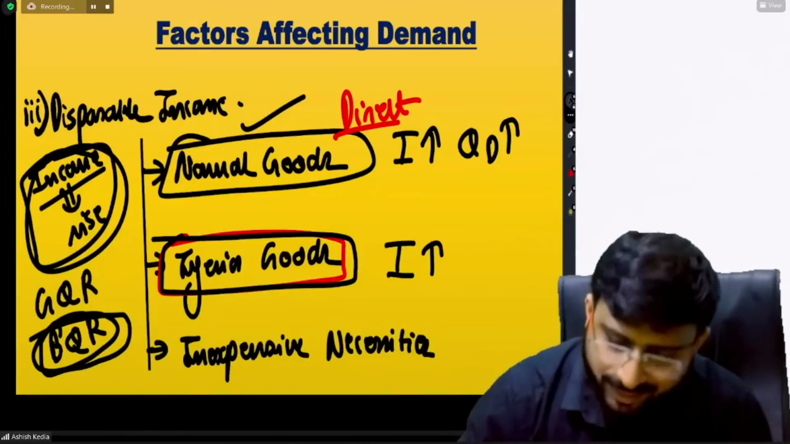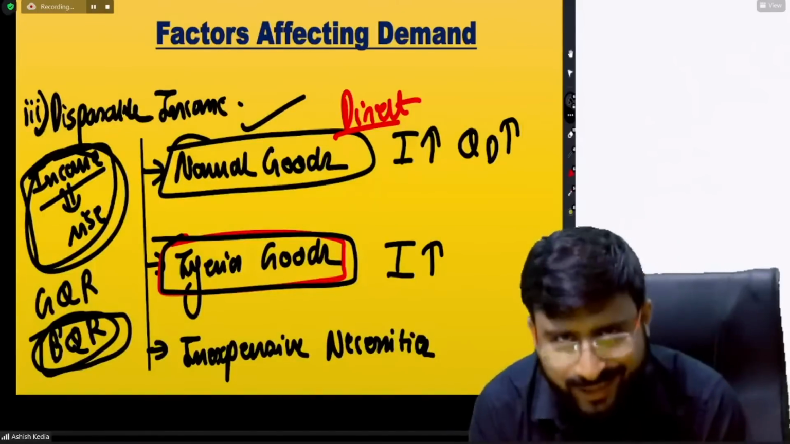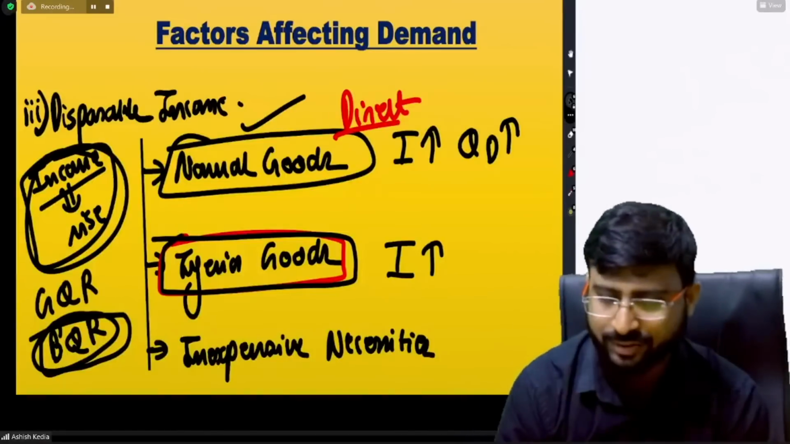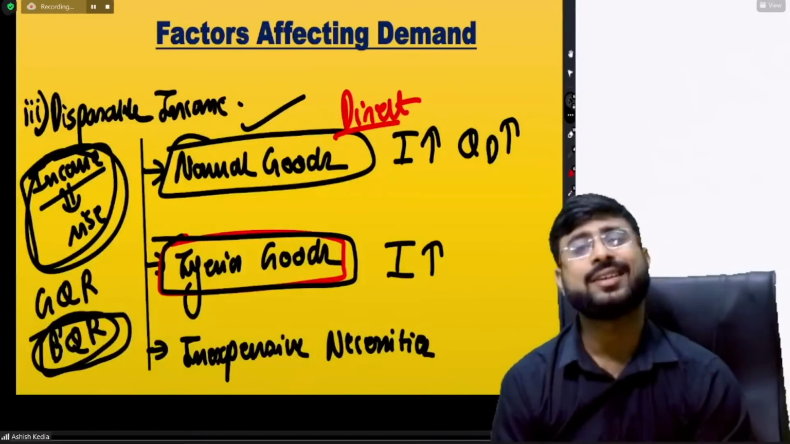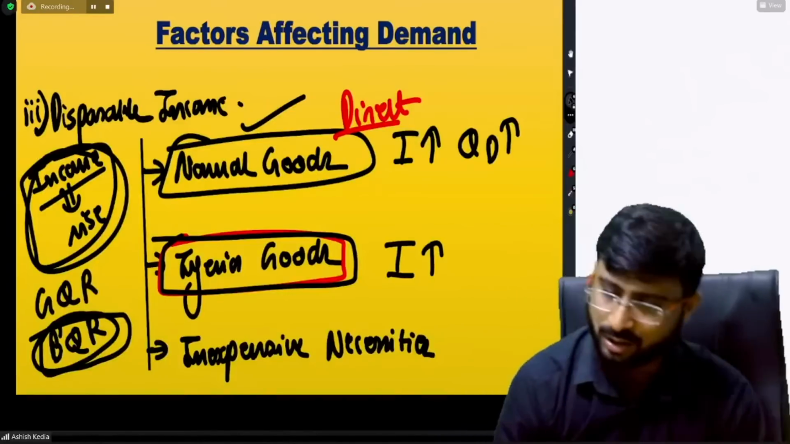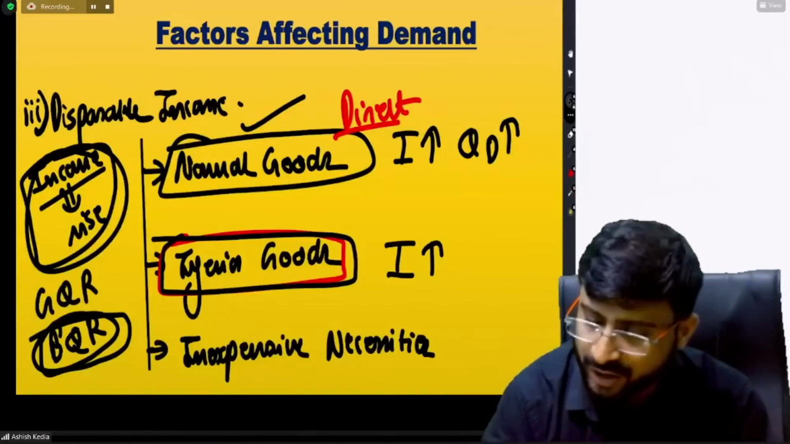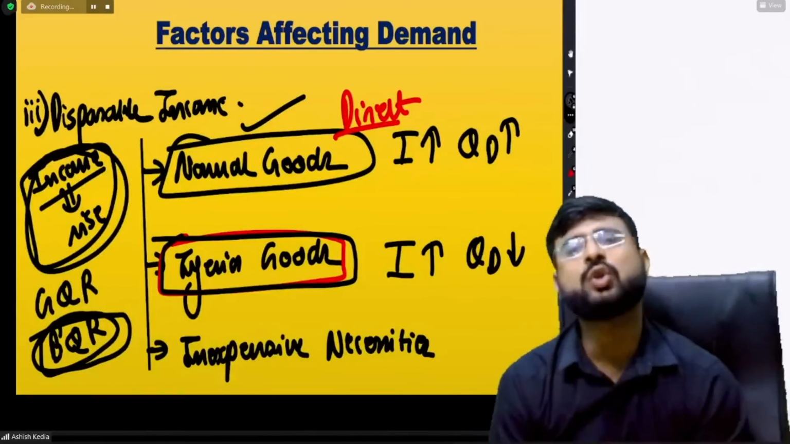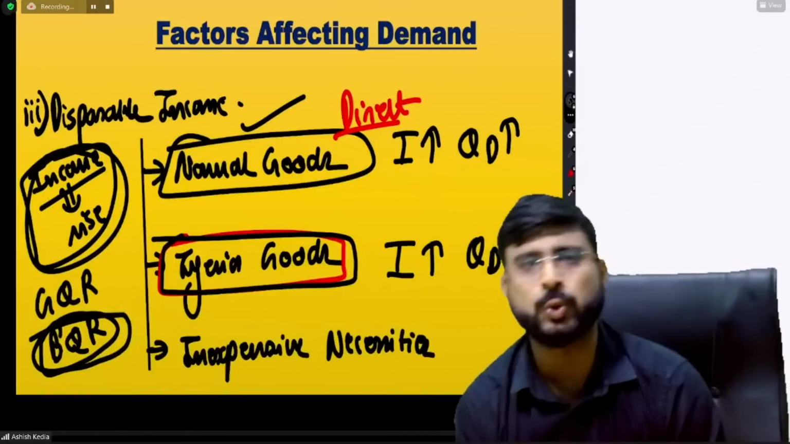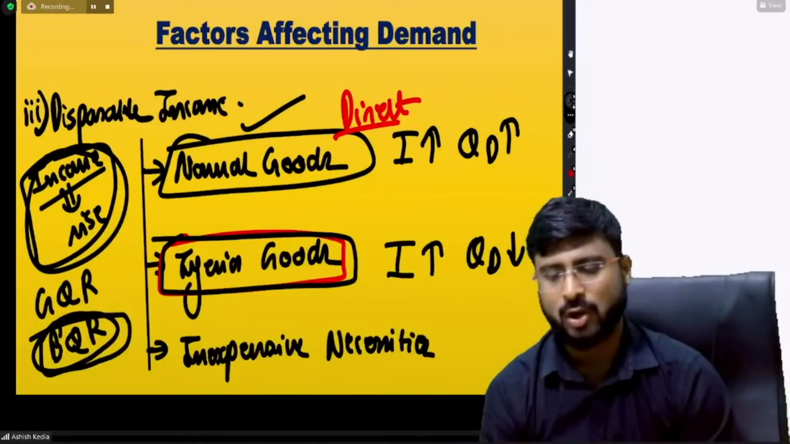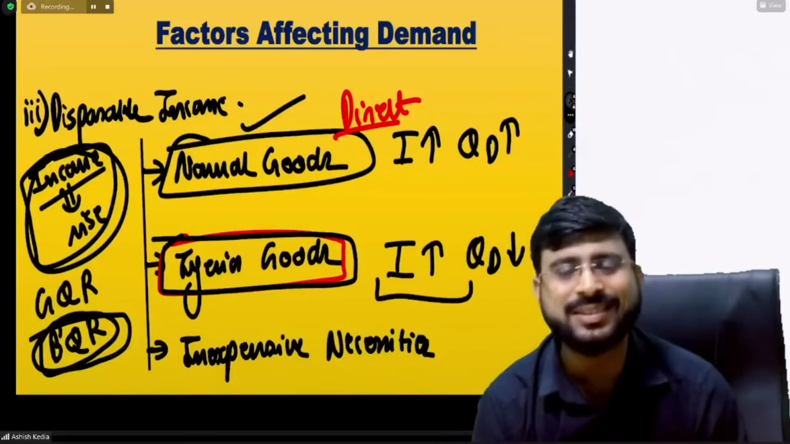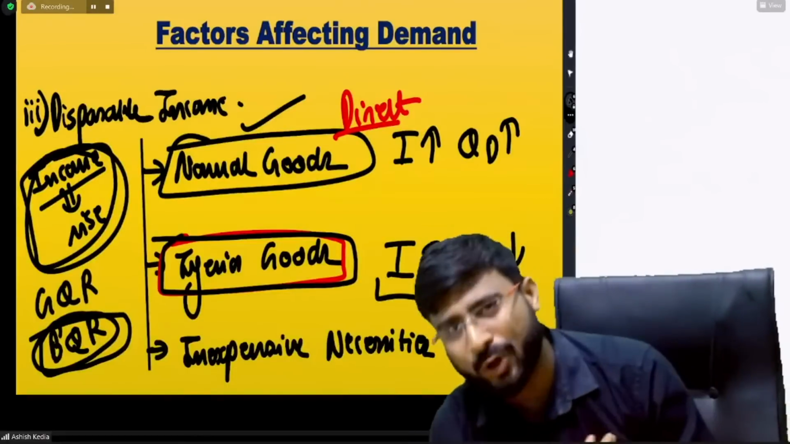Very, very good, everyone. So you all answered it absolutely clearly and correctly. Yes, when income rises for an individual, then quantity demanded of inferior goods will fall, or will reduce. When income rises, quantity demanded will fall. Why? Because when your income has risen, then you will shift to better quality goods.